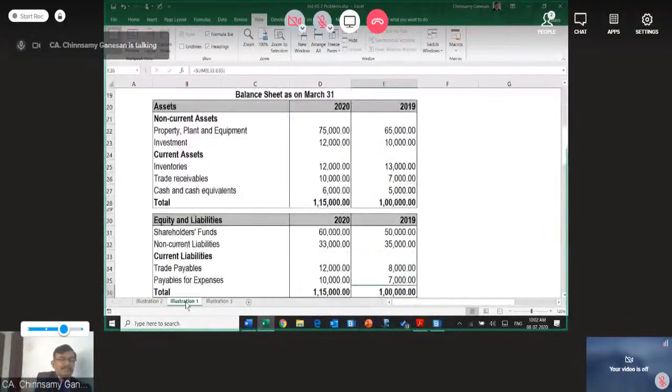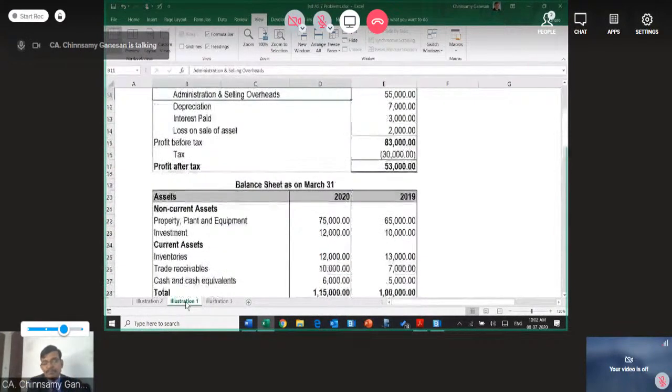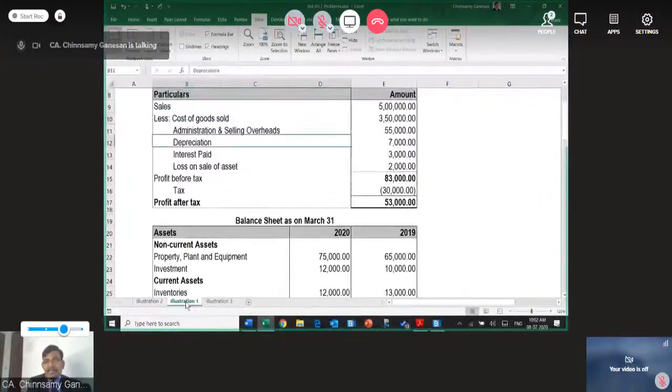So add it as part of your indirect method. You will adjust it. In direct method it will not participate in any place. Interest paid, I am showing that as part of my profit before tax, right? So the 3,000 interest paid is nothing but financing activity. I have to go and show that as part of the financing activity.